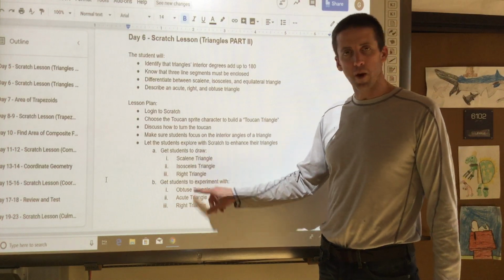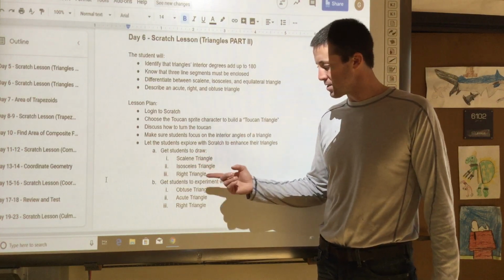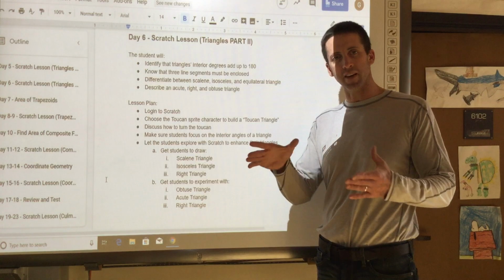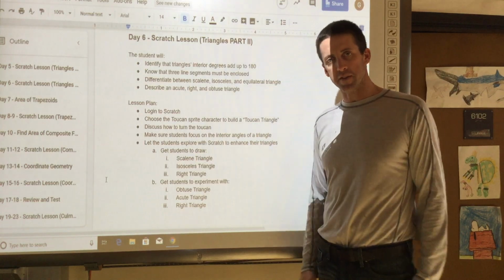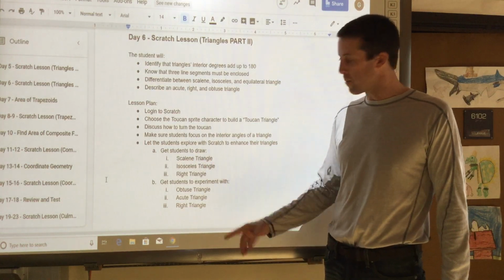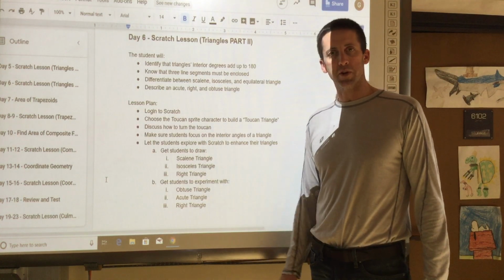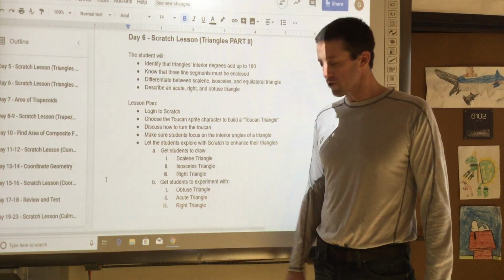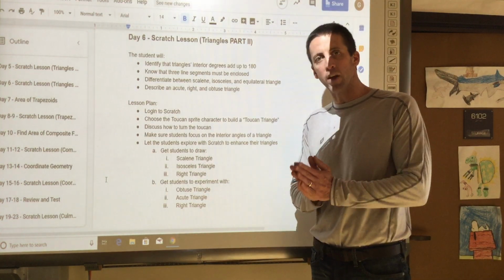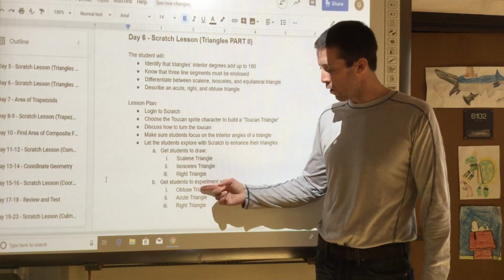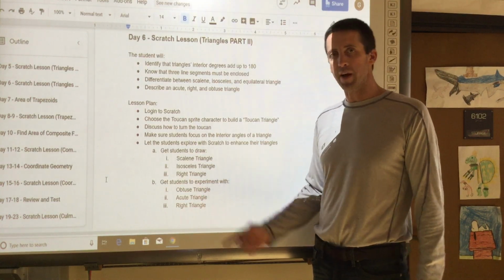We're going to have kids possibly work on scalene, isosceles, or right triangles, so we're forcing the line segments to be different sizes to meet those requirements. And then an option, if they finish all that, we can go on to making triangles that focus strictly on their angles and the different types of angles, whether it's an obtuse, acute, or right triangle.